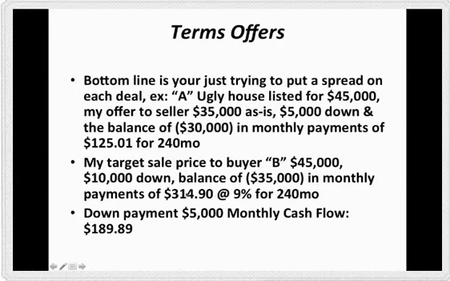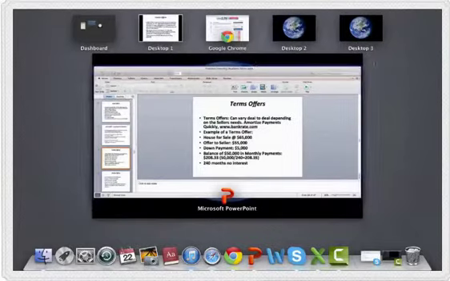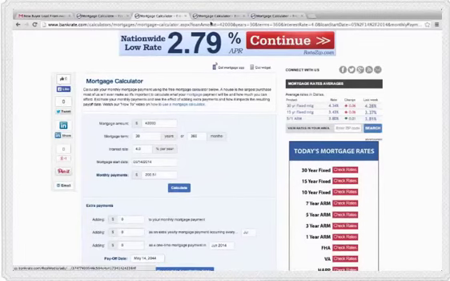So let's say, for example, this property rented for $900 a month. So that investor would be bringing in $900 a month. He'd pay his taxes and his insurance, and then he would have a spread between $314 and $900 a month minus his taxes and insurance. So let's take a look at the amortization tables and see how they come up.